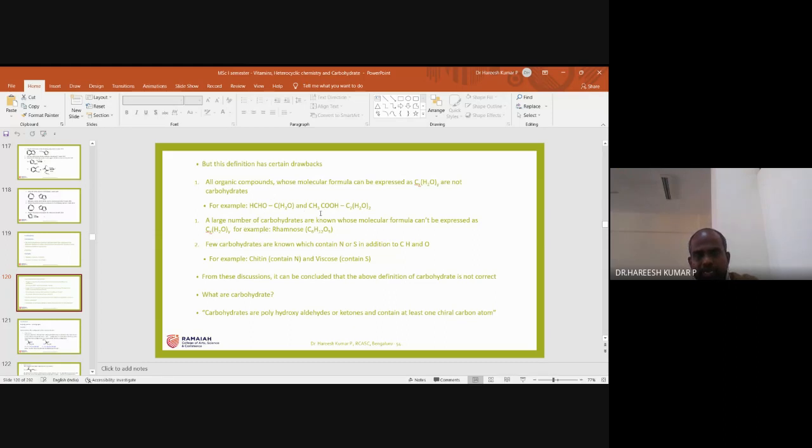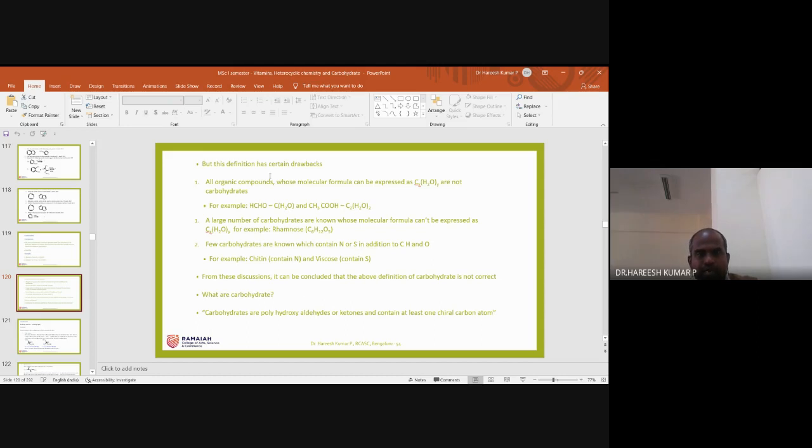Similarly, if we take acetic acid, how can we write acetic acid? C2(H2O)2. This also fits the carbohydrate general formula, but acetic acid is not a carbohydrate. Similarly, one more thing: there are carbohydrates that contain nitrogen as an element, and there are carbohydrates that contain sulfur as an element. So that is the reason.